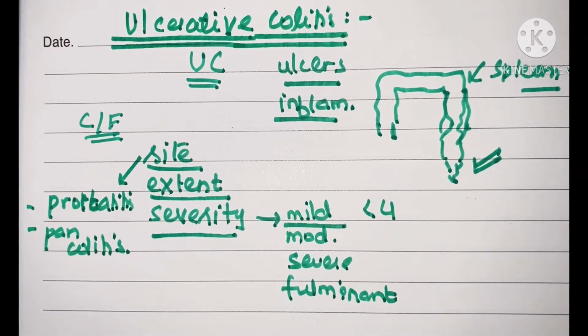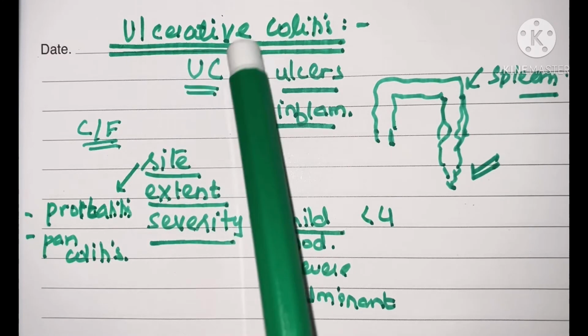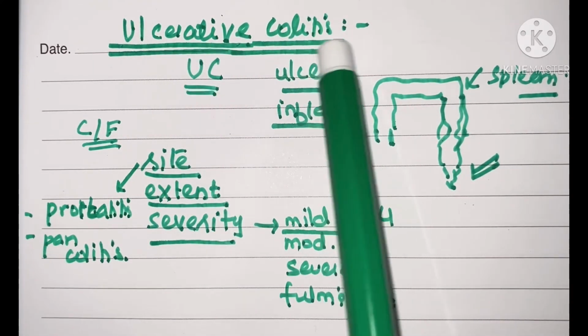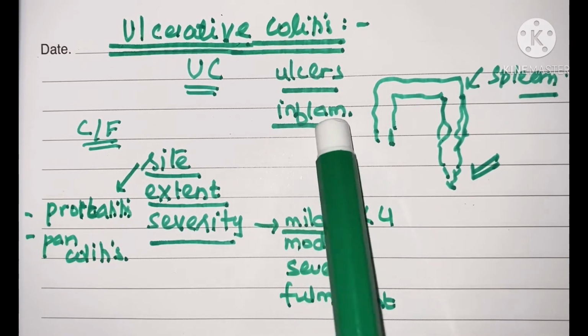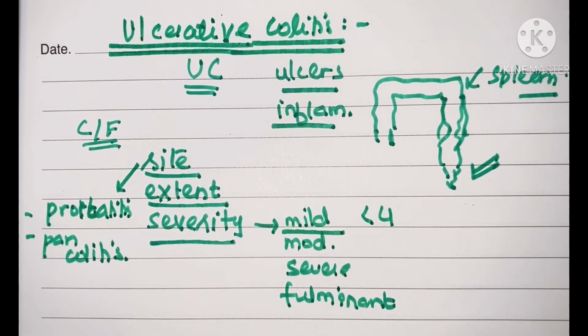So starting with the disease, what comes to our mind just by listening to the name ulcerative colitis? First, that there may be some ulcers in this disease, and by the "itis" there will be some inflammation in this disease, and where probably it's the colon, so the intestine may be involved. So these are the three things which will come in our mind.